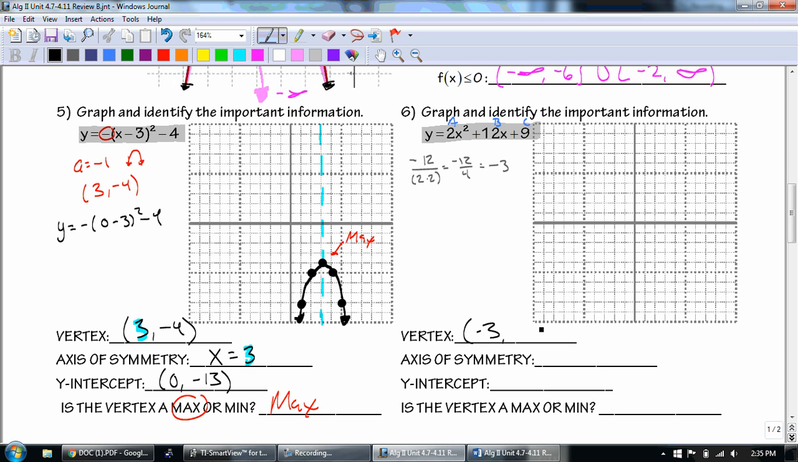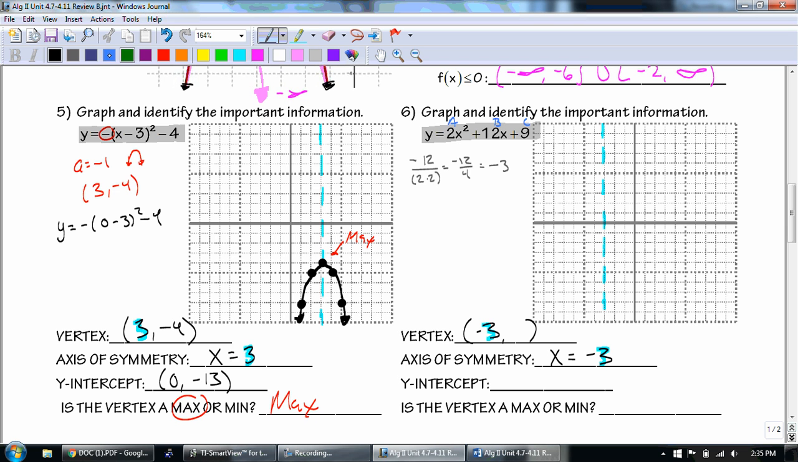So I know that my vertex, part of it is negative 3, but since that's the x value, I know that my axis of symmetry is at negative 3. And we can come in here, go to negative 3, and graph that.